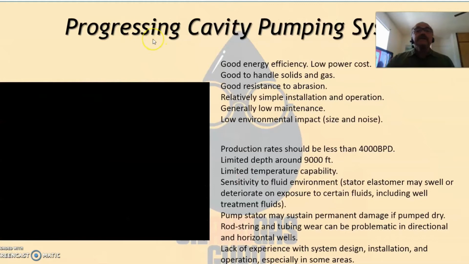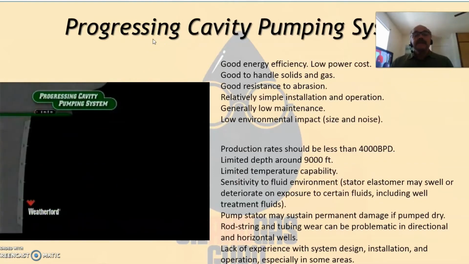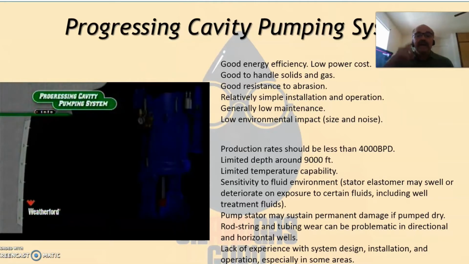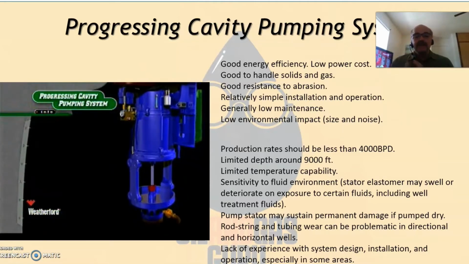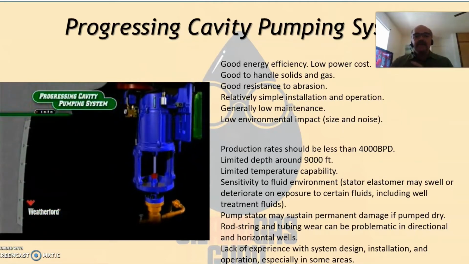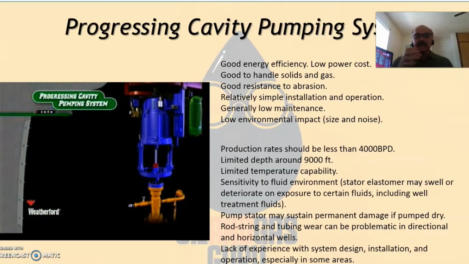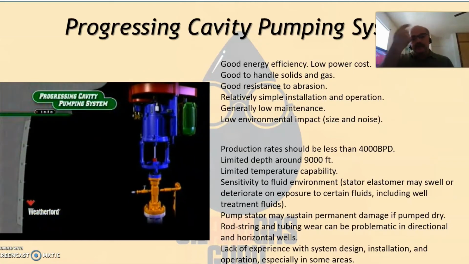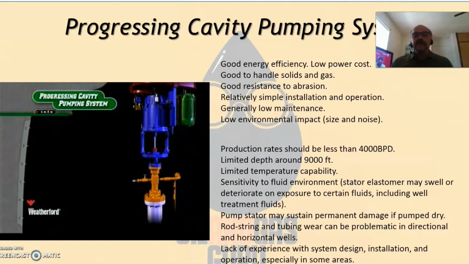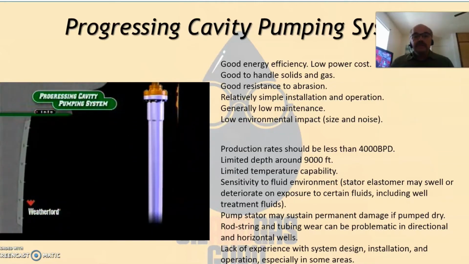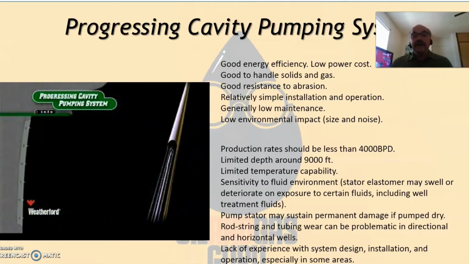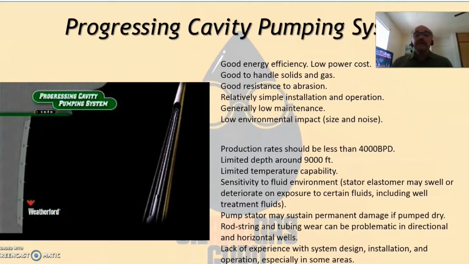The progressive cavity pumping system also uses rods, but they don't go up and down. They rotate and move a rotor in the stator, so they lift the fluids. This is very low cost. It can handle solids, gas and viscous fluids.